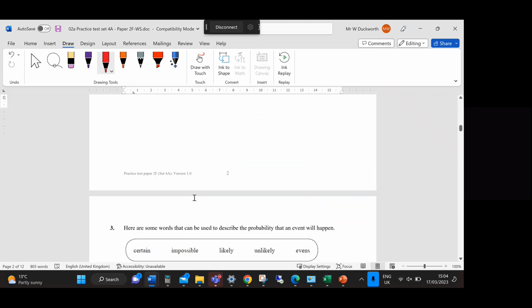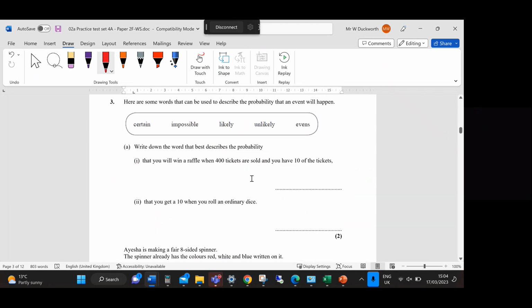Okay, question 3. Here are some words that can be used to describe the probability that an event will happen. We've got certain, impossible, likely, unlikely, and even. Write down the word that best describes the probability that you will win a raffle when 400 tickets are sold and you have 10 of them. Your probability of winning is 10 out of 400, which is the same as 1 out of 40. So how would I describe 1 out of 40? I would say very unlikely, but not impossible. So I would go unlikely.